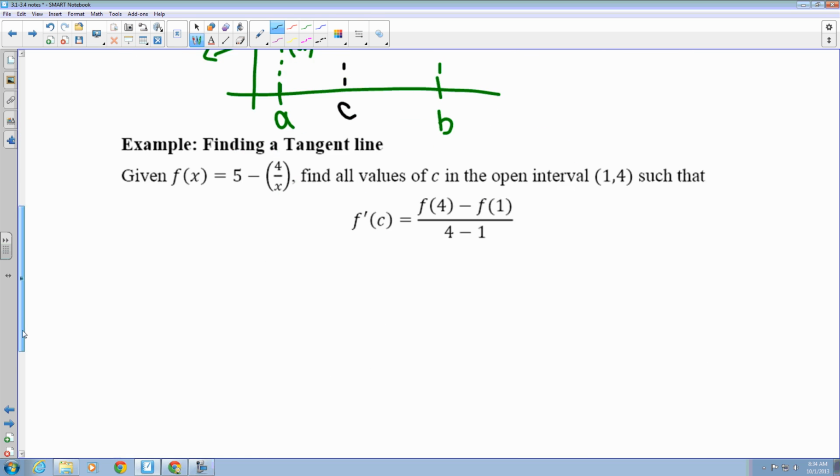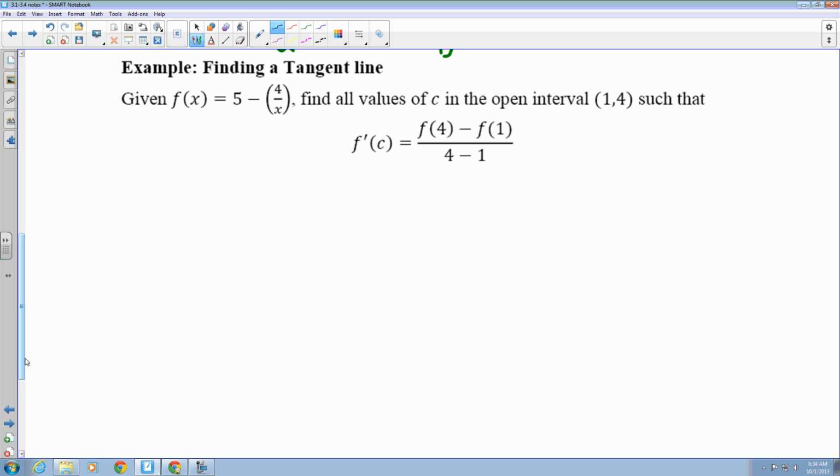Okay, so let's do an example. Given that our function is 5 minus 4 over x, find all values of c in the open interval from 1 to 4, such that the slope at c is equal to the slope of the secant line. So first we need to find what the slope is. So we need to plug those in. f(4) is 4. f(1) is 1 over 4 minus 1. That's 3 over 3, which is 1.